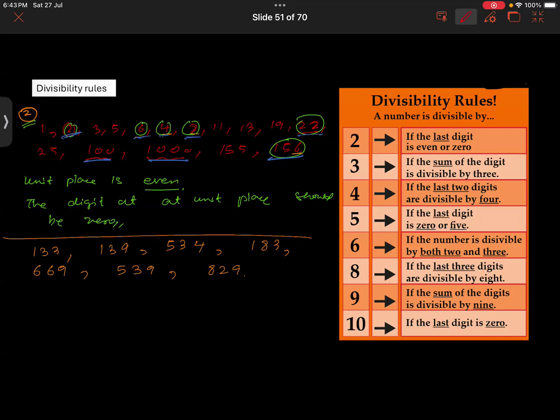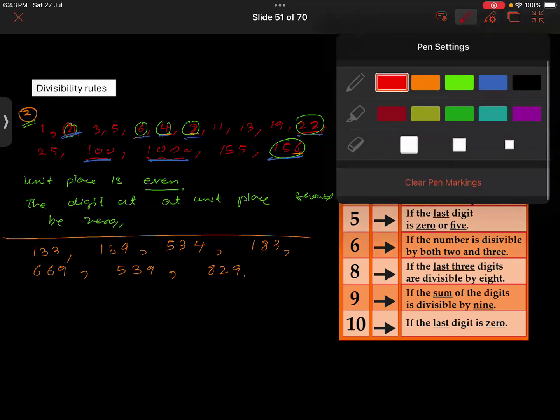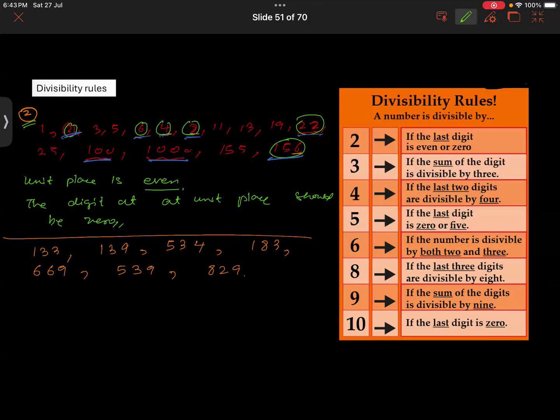Okay. So whatever sum you get, if it is divisible by 3, then the whole number will be divisible by 3. For example, the sum of 1 plus 3 plus 3 is 7, no? So 7 is not divisible by 3, hence the complete number 133 is not divisible by 3, right? Okay, what about 139?